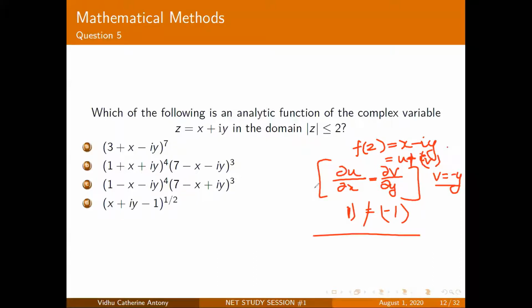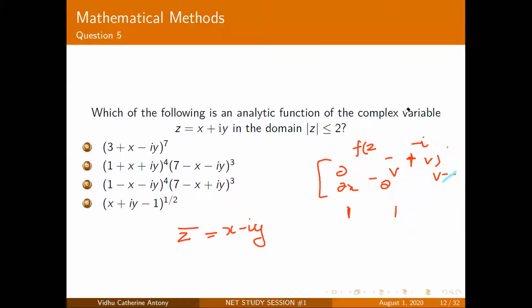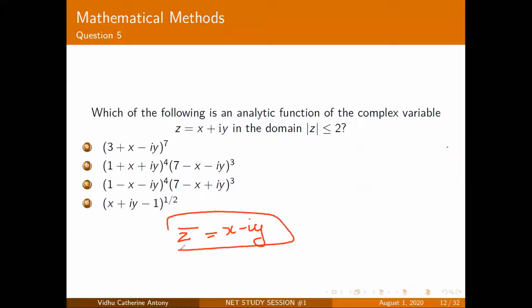So whenever you have a z bar, that is your complex conjugate of z, in any of these equations, those are not analytic. If you have a z bar, a complex conjugate, in any of these equations, this is not going to be an analytic function. So let's check this out. You have an x minus iy, that means you have a z bar. So this is not an analytic function.